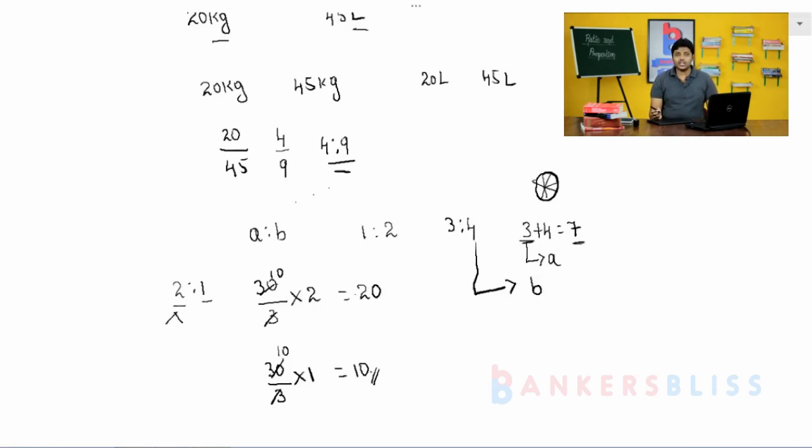See here, let me tell you one thing. The ratio is also called a fraction. If the ratio is A is to B, then the fraction is A by B. This A is called antecedent and this B is called consequent. The antecedent is going to come in the numerator part and the consequent in the denominator part.